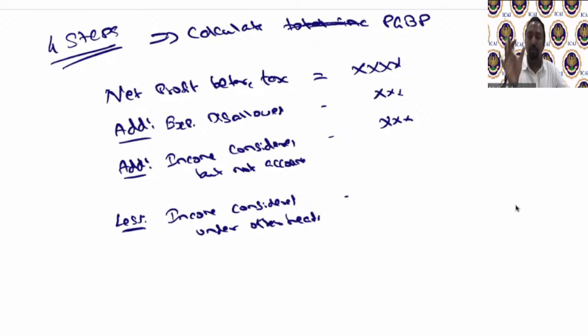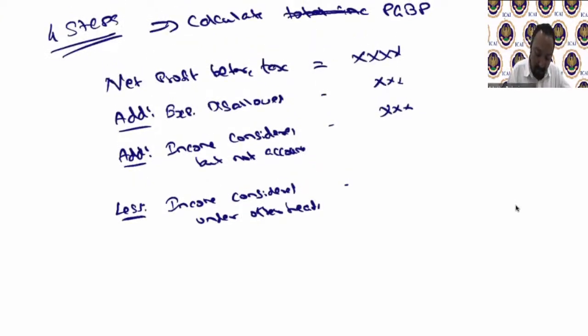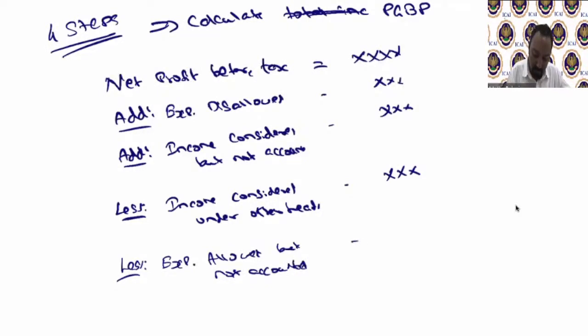If there's an income related to house property, I remove it. If it's related to income from other sources, I remove it. If it's related to capital gain, I remove it. Of course, you will not have salary, or in case of salary also, you remove that. So income considered under other heads has to be removed. Then less expenditure allowed but not accounted. Typically there is something which is not accounted, but I still need to give that as an expenditure. So this only will be your profit and gains from business or profession.